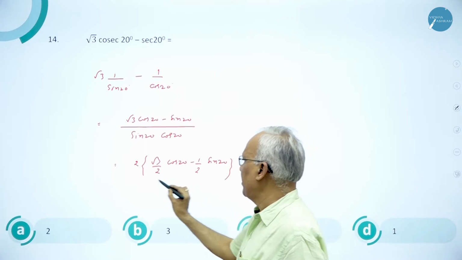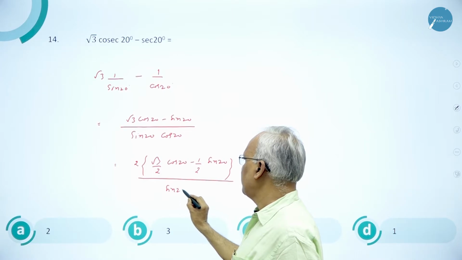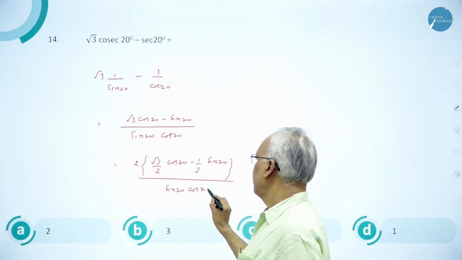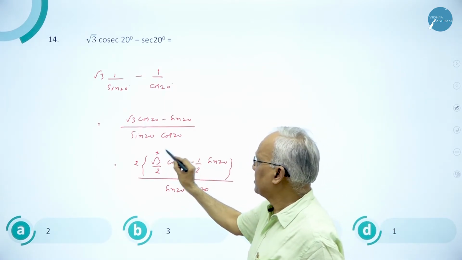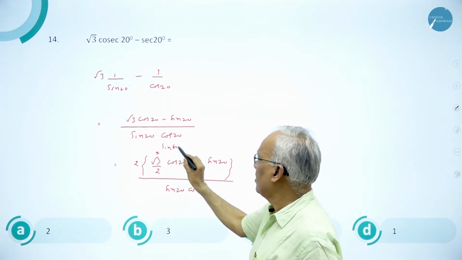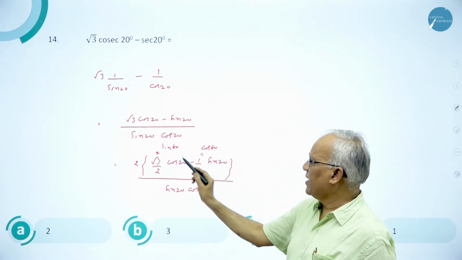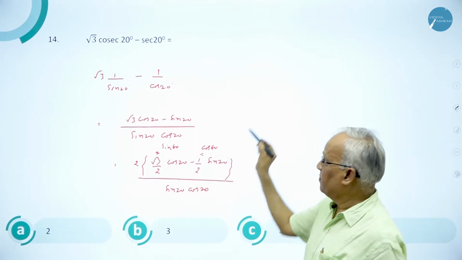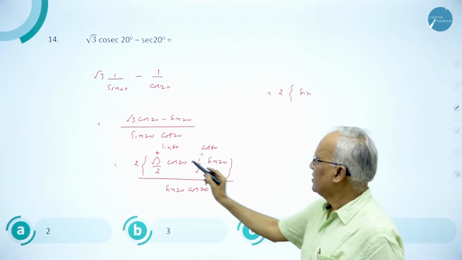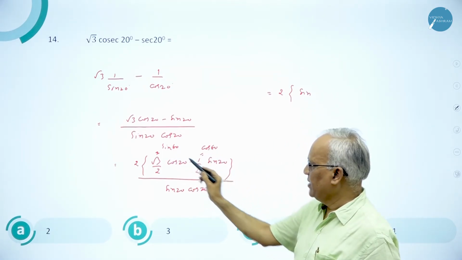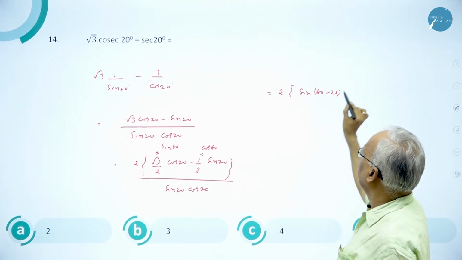Divide by 2 and multiply by 2 divided by sin 20 into cos 20. Now please see, this can be taken as sin 60. And this half can be taken as cos 60. So sin A cos B minus cos A sin B form, which is equal to 2 into sin of, see, sin A cos B minus cos A sin B, sin 60 minus 20. Sin 60 minus 20 you get here.